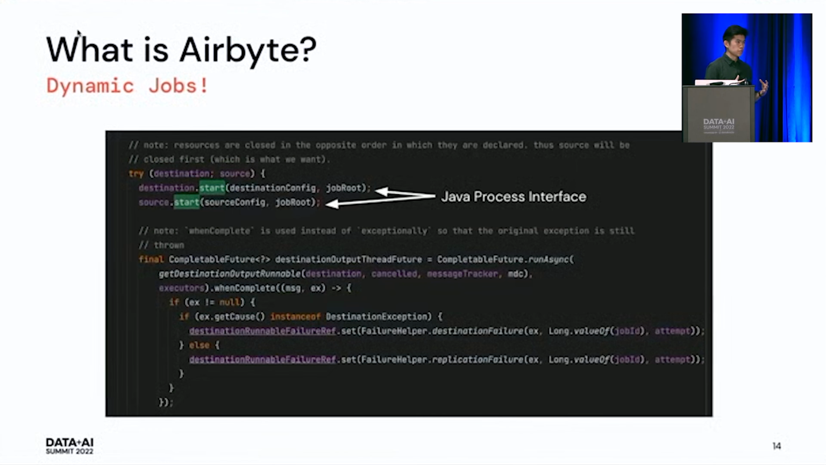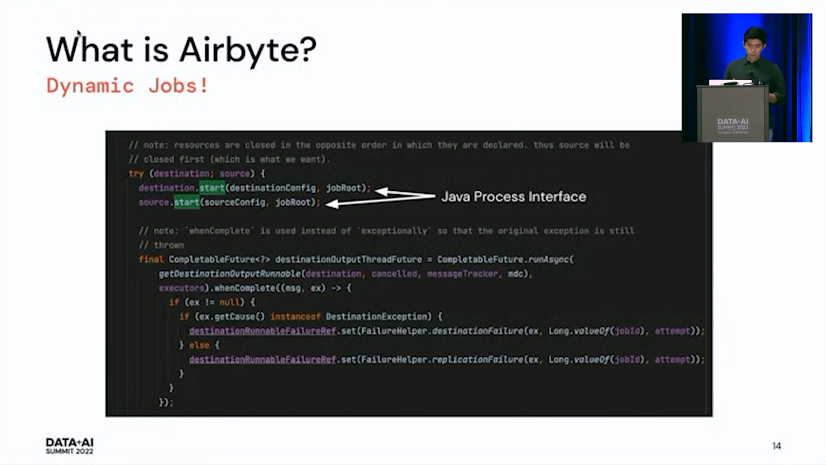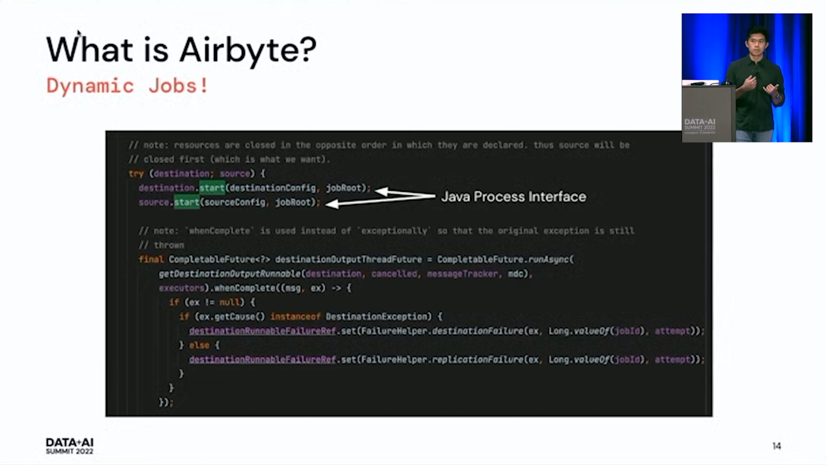So all of this is actually hidden behind an actual process interface. Our backend is in Java, so this is a code snippet where what I just described happens in code. You have destination.start and source.start. And because these are all processes, now we can do process-like things with them. We can read the output streams, read the error streams, and then pipe data in.